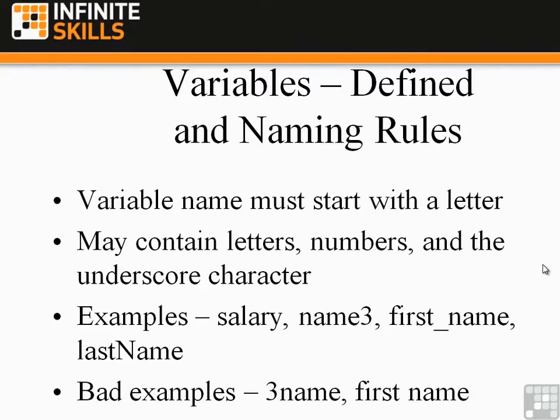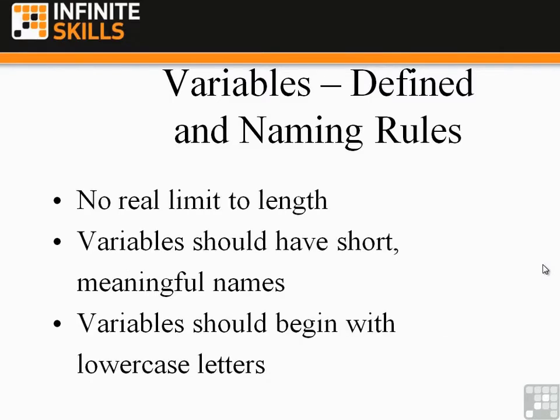Some examples of bad variable names are 3name. That doesn't work because it starts with a number. And first_name. Finally, let's look at some other rules about variable names.